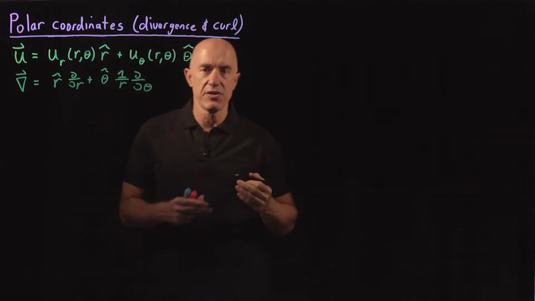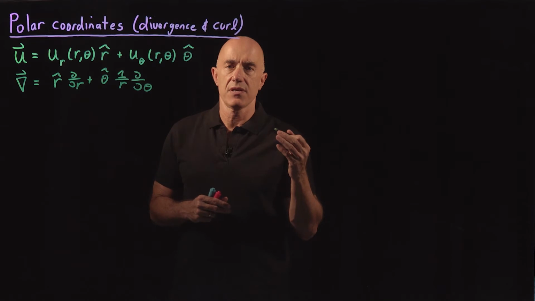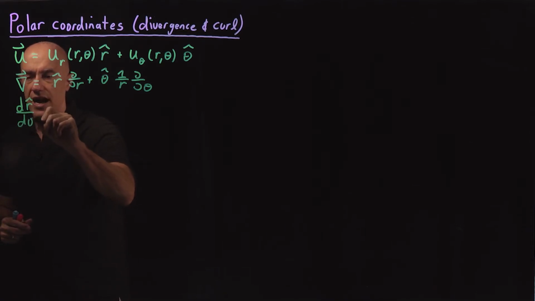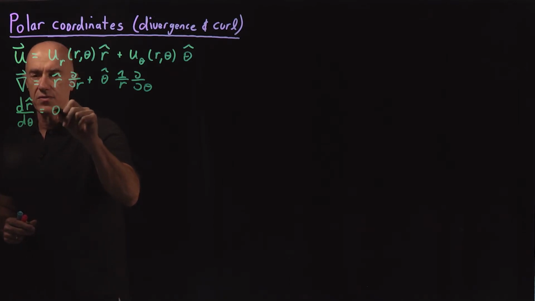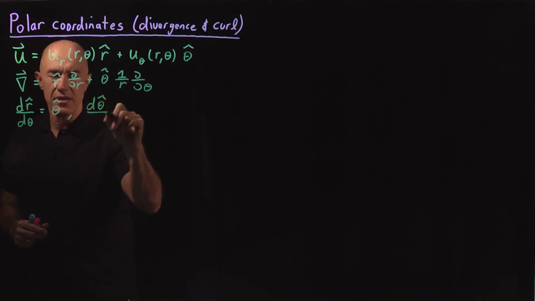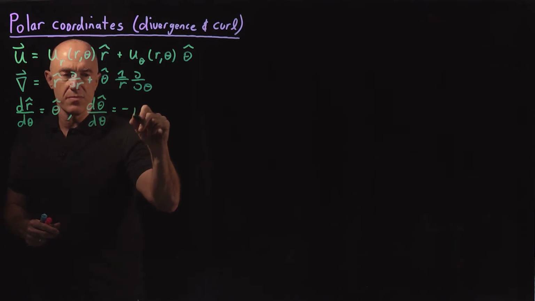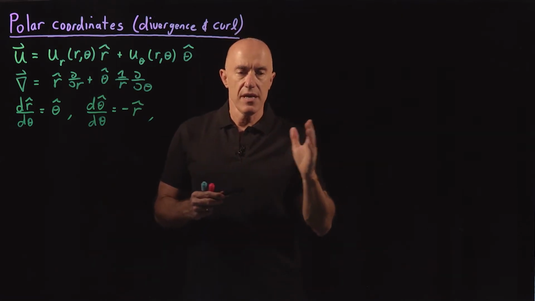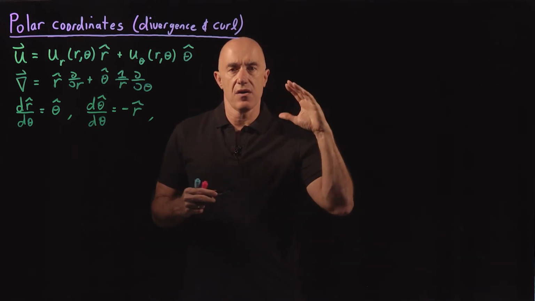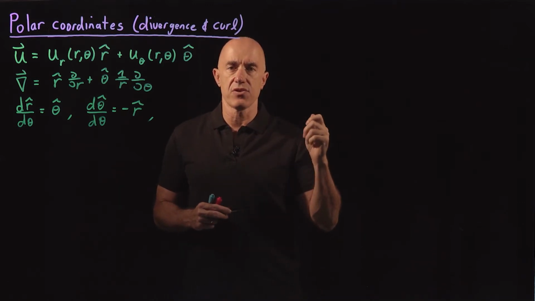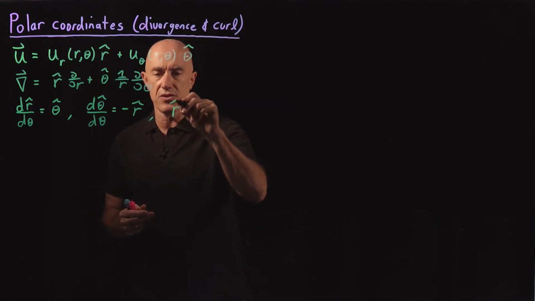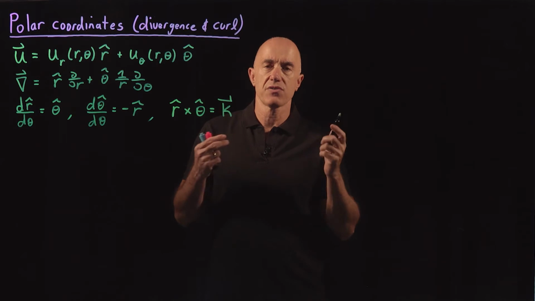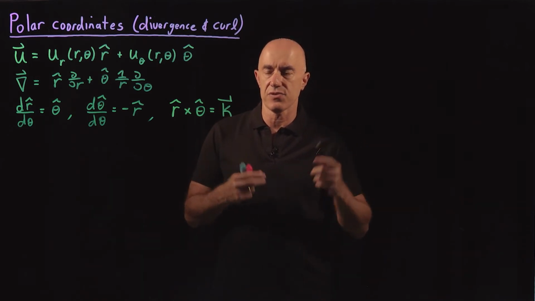And the other information we're going to need for this calculation is the derivatives of the unit vectors. So r hat depends on theta, so d r hat d theta equals theta hat. And theta hat also depends on theta, so d theta hat d theta is equal to minus r hat. The only other additional information we'll need when we compute the curl is that the cross product of the unit vectors, r hat cross theta hat, gives us a unit vector in the z direction. So that's k. Of course, r hat cross r hat is 0. Theta hat cross theta hat is also 0.